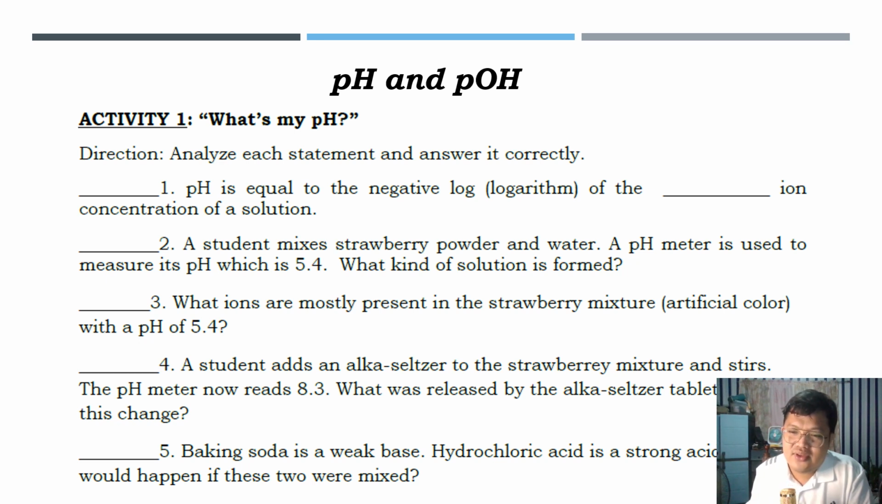So you have to write it down, take a screenshot of the activity, and then write it down on your notebooks or on a piece of paper, then take a picture of your activity, then send it to me for checking as your performance task about pH and pOH.